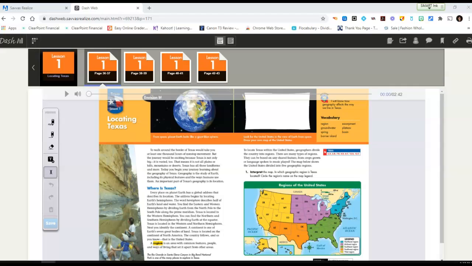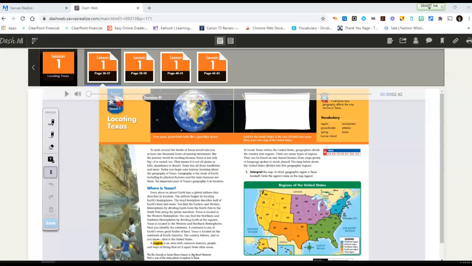So, to walk around the border of Texas would take you at least 1,000 hours of nonstop movement. But the journey would be exciting because Texas is not only big, it is varied too. That means it is not all plains or hills, mountains or deserts. Texas has all those landforms and more. Today you begin your journey learning about the geography of Texas. Geography is the study of Earth, including the physical features and the way humans use them. An important part of Texas geography is its location.